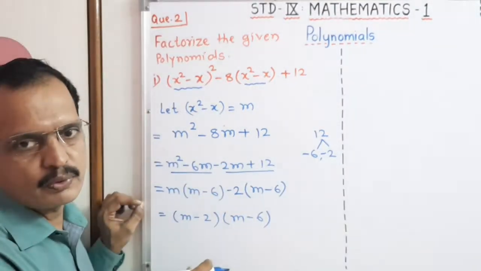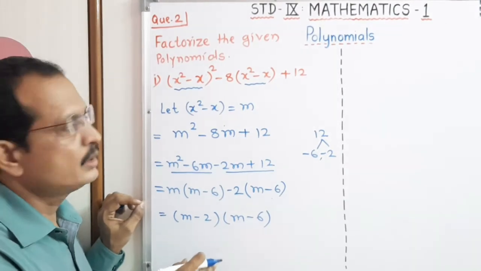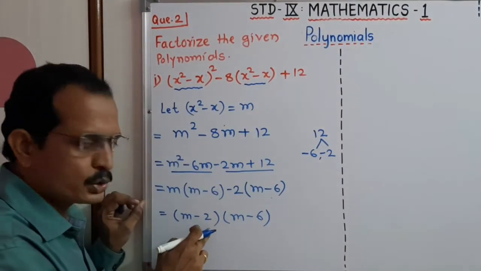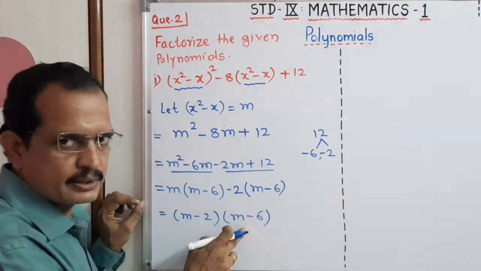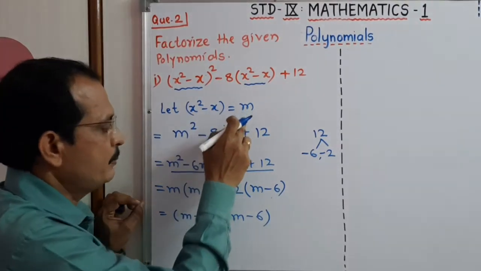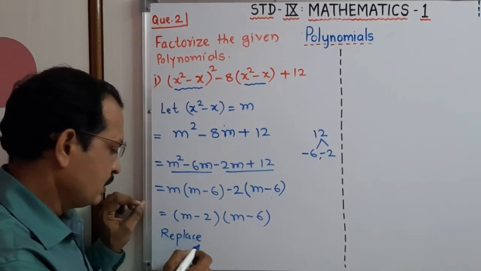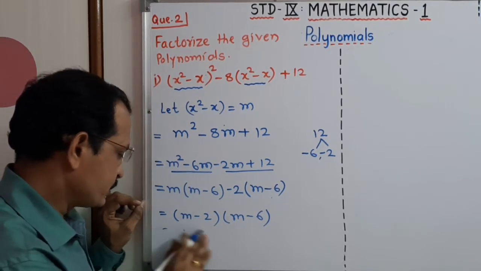This is not our final answer. Dear student, we have to factorize this. Now see, m minus 2 and m minus 6. But what is m? Replace, or resubstitute.